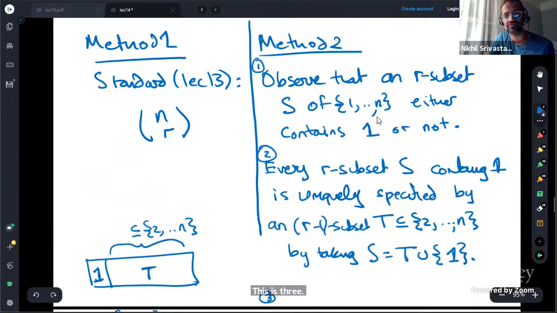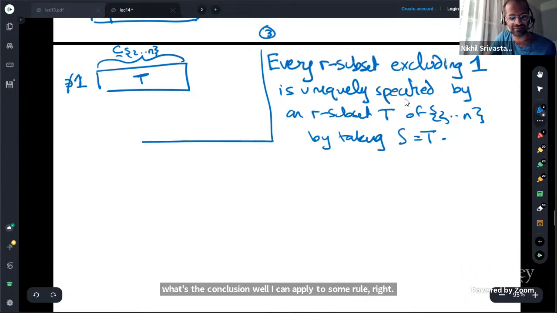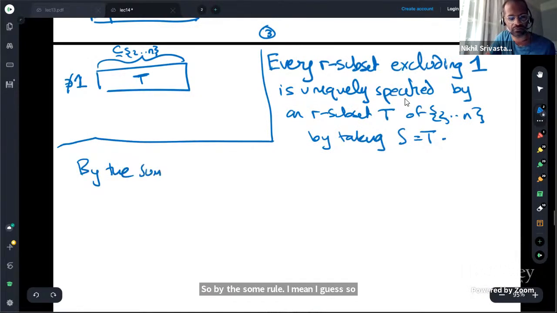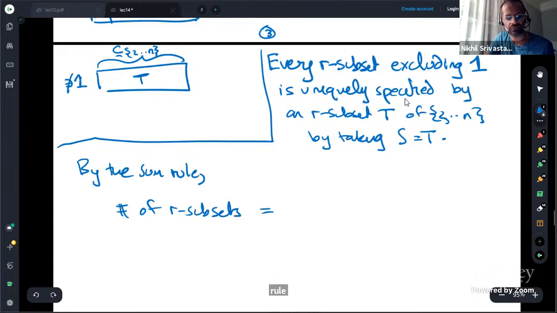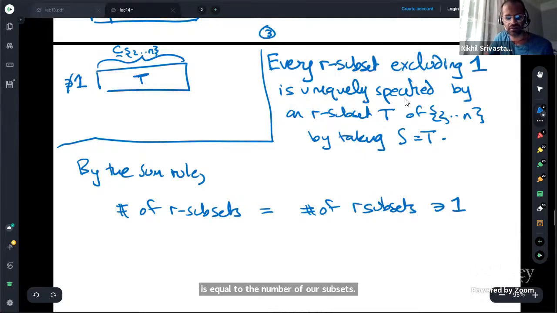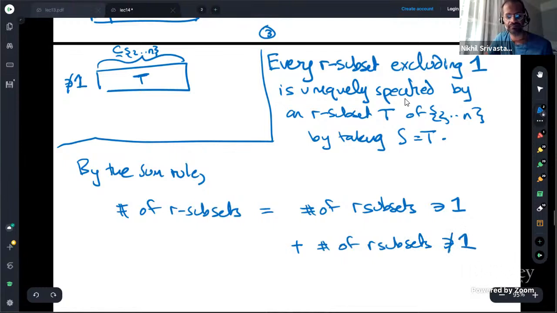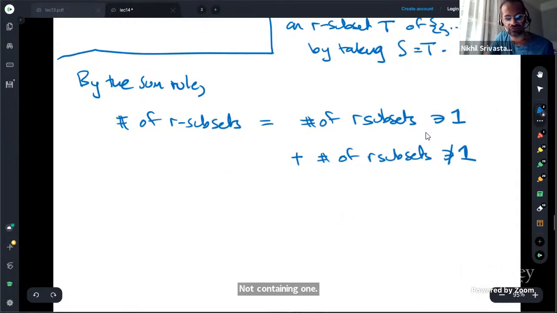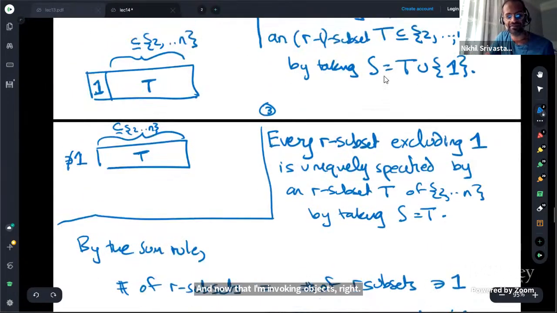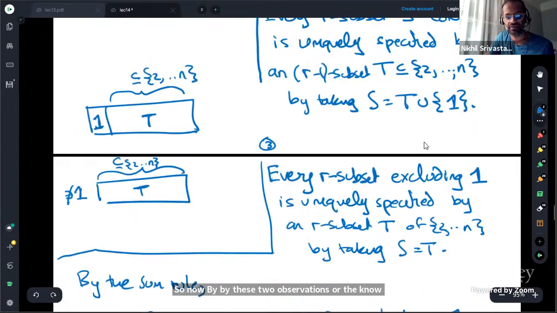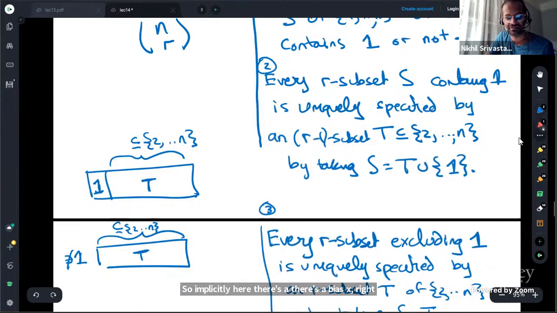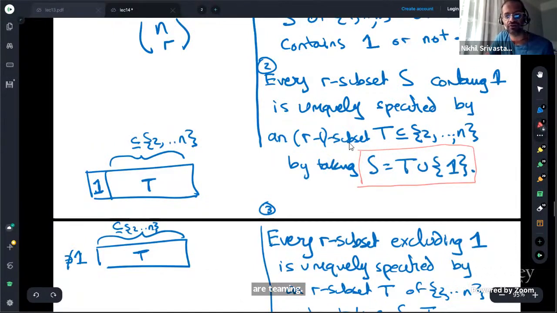So what's the conclusion? Well, I can apply the sum rule, right? By the sum rule, the number of R subsets is equal to the number of R subsets containing 1 plus the number of R subsets not containing 1. And now I'm invoking a bijection, right? By these 2 observations, the number of R subsets containing 1: implicitly here, there's a bijection, or it's even explicit. But the number of T's, now I know how to count the number of such T's, right?